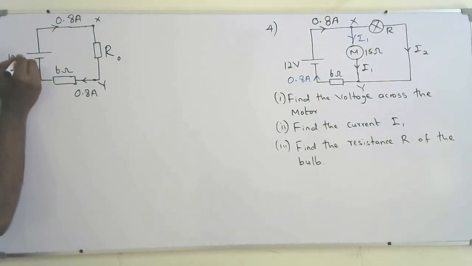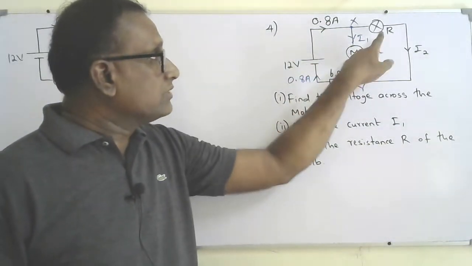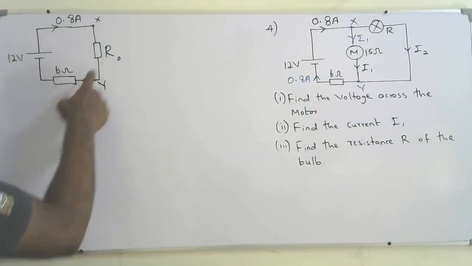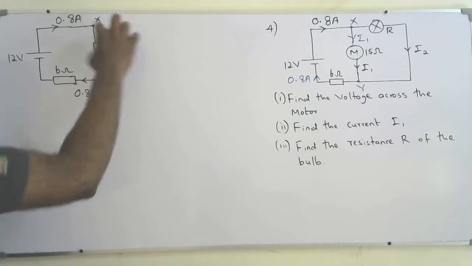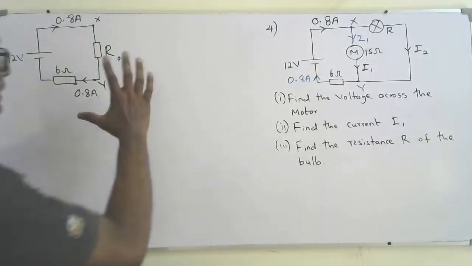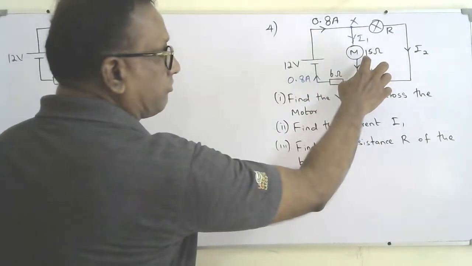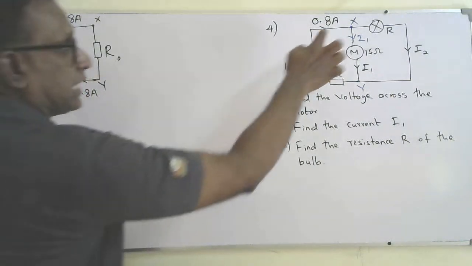This is 12 volt. Now you can see that between the 6 ohm resistor and R naught there are no junctions or branches. So the equivalent resistance of these two and the 6 ohm are in series. So voltage across this one plus voltage across this one must be equal to 12 according to Kirchhoff's second law, in a closed circuit like this. I redrew this circuit like this. The only difference is the equivalent resistance of 15 ohms and R is replaced by R naught, and that is connected across the junction XY.